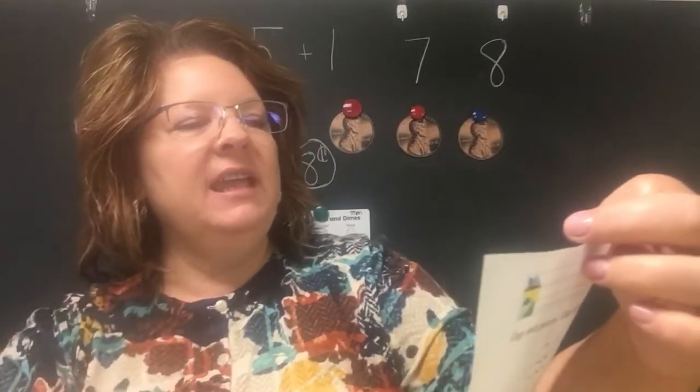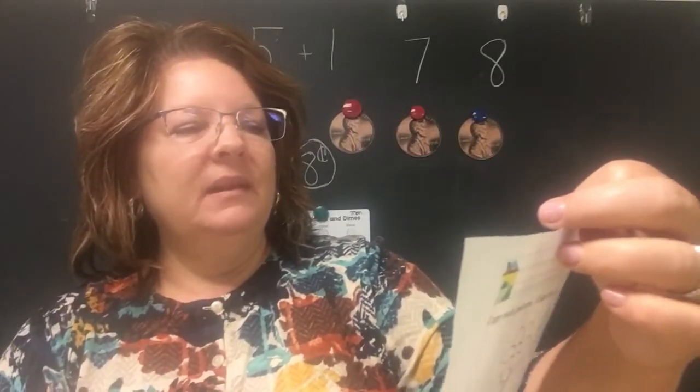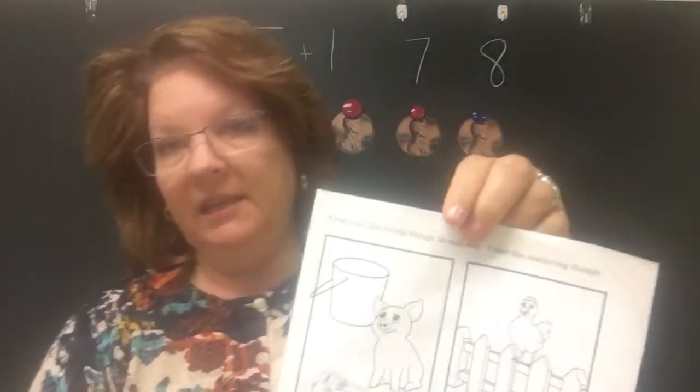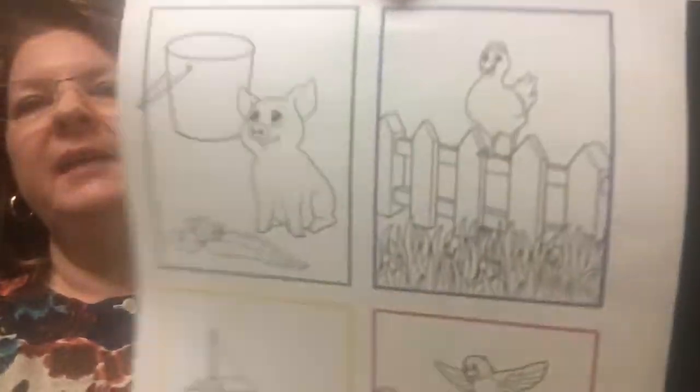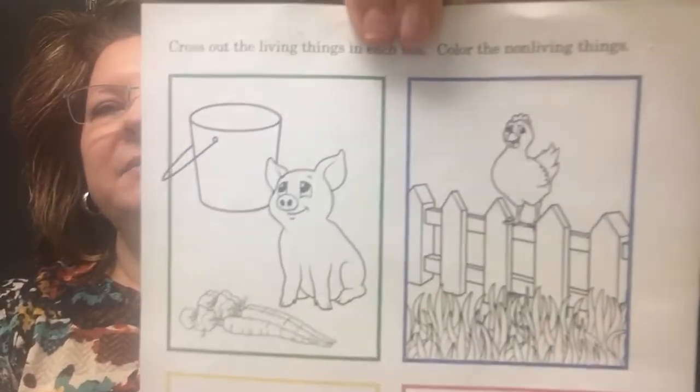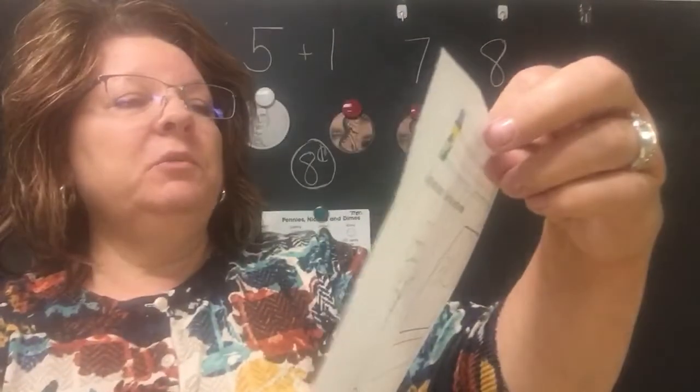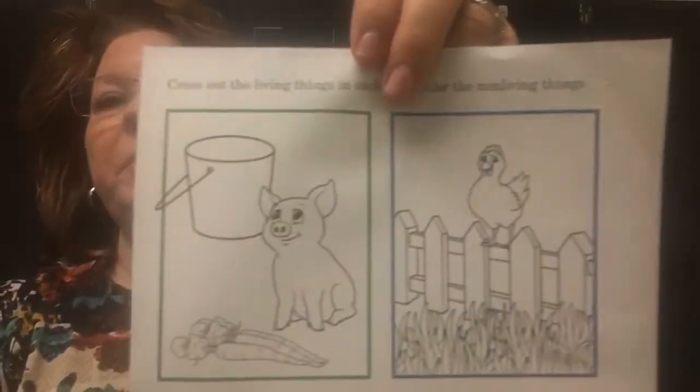and what you're going to do on that is you're going to put an X through everything that is living. And then you're going to color the non-living. So let's do the first one together, okay? The first one together, we have the pig, a pail, and some carrots. So what we're going to do is we're going to cross out the living things. We're going to put an X through it.